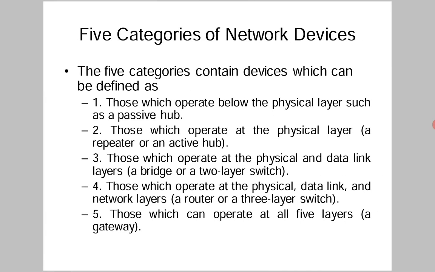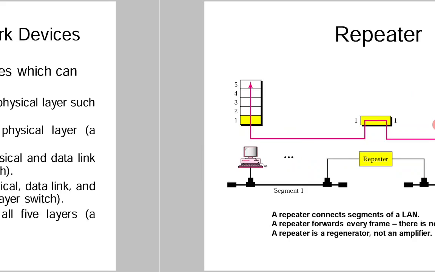The 5 categories contain devices which can be defined as those which operate below the physical layer, such as a passive hub; those which operate at the physical layer, a repeater and an active hub; those which operate at the physical and data link layers, a bridge or a two-way switch; and those which operate at the physical, data link, and network layers. So these are the different types of networks.